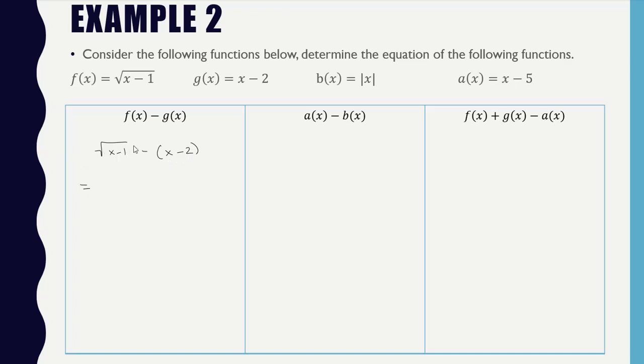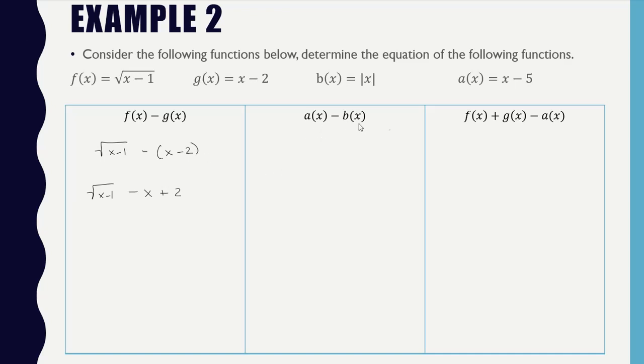There's nothing I can really do to simplify this square root of x minus 1. Without doing some kind of squaring, it's going to stay as a square root. So that's going to stay as the square root of x minus 1. We will distribute this, so it becomes negative x plus 2. That's it. Question's done. Nothing else is needed.